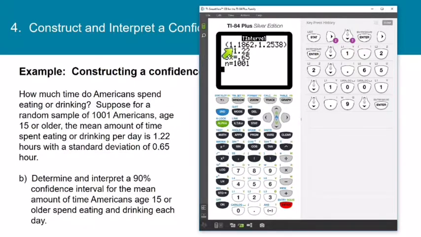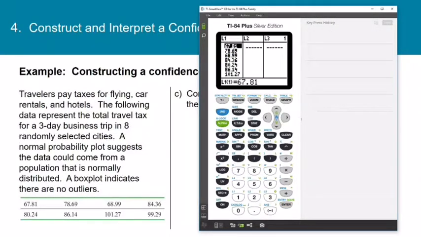Our confidence interval goes from 1.186 to 1.254. And here it's showing you the X bar and the S and the N that were used to calculate this interval. And this is just for verification purposes because we entered these numbers ourselves. Now I also want to do the second example with you because on the second confidence interval example we did, we had the raw data. So I want to go through that with you on the calculator.